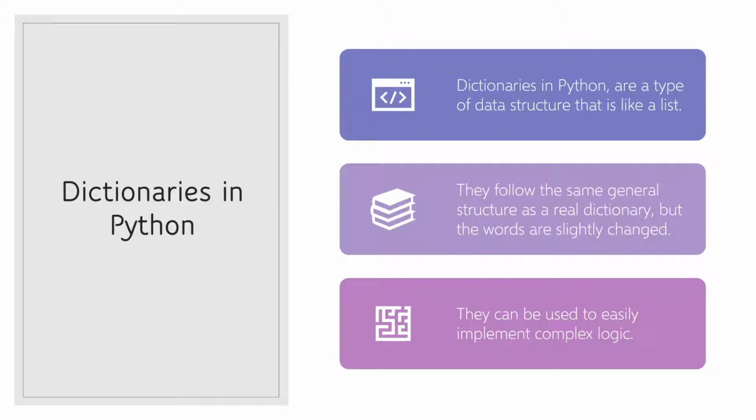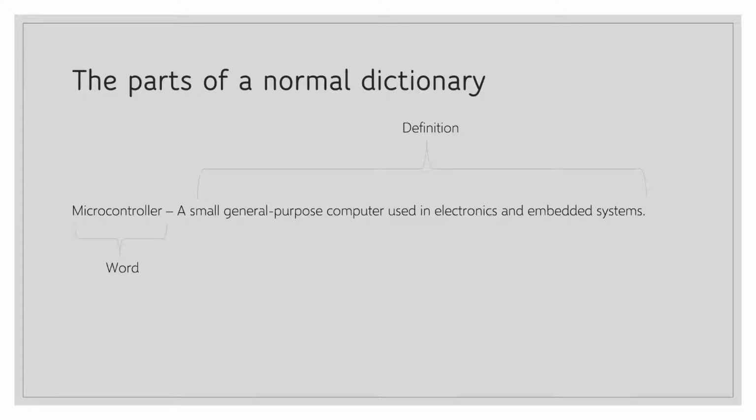So they follow the same general structure that the dictionary does, but the words we use are slightly different. We'll get into that in the next slide. And they can be used to implement really cool programs and to really save in code size. You can create really cool stuff using very little code using dictionaries. Right, so going back a couple slides, we saw this, and these are the parts of a normal dictionary. Specifically, it's the parts of an entry in a normal dictionary. We have our word, and then we have our definition.